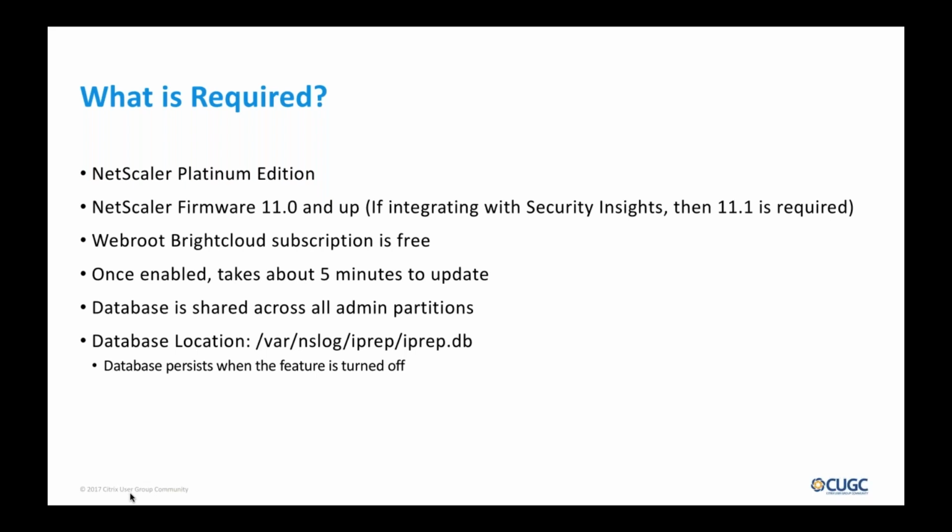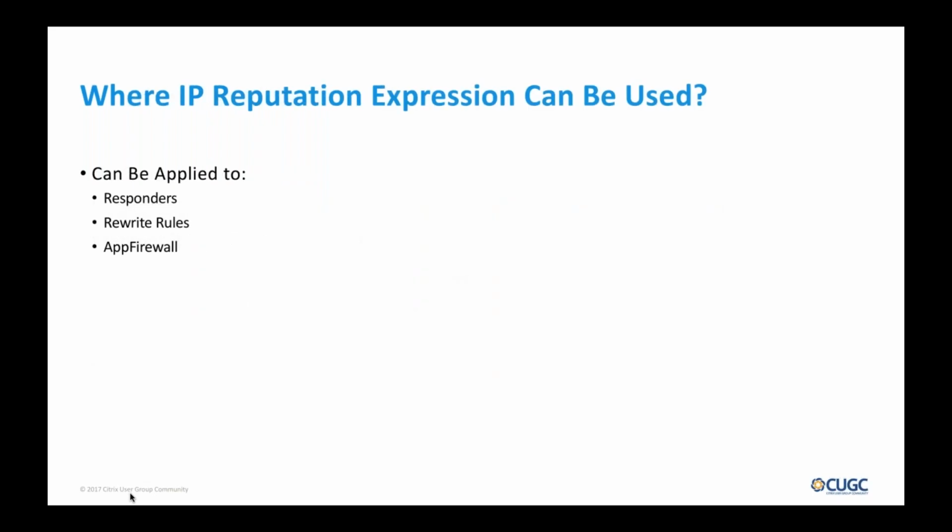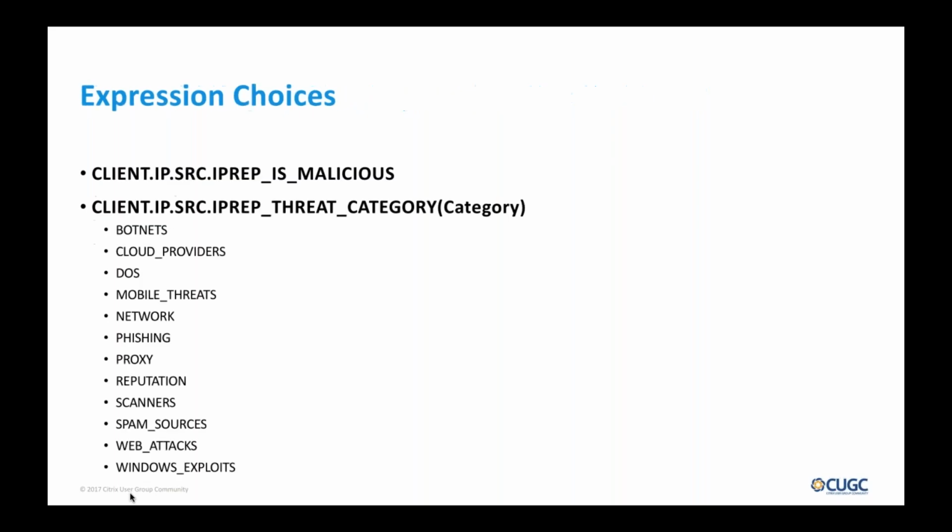Once the database is loaded onto the NetScaler, it's there. So if you disable the feature and then re-enable it, the database persists. It doesn't go away until you actually remove the database from the appliance. You can set up responders, rewrite rules, and the app firewall as mechanisms for dealing with malicious data. So if you have somebody trying to come in, you can connect a responder or any one of these rules to your application, your load balance VIP, and there are a couple of filters that are added.